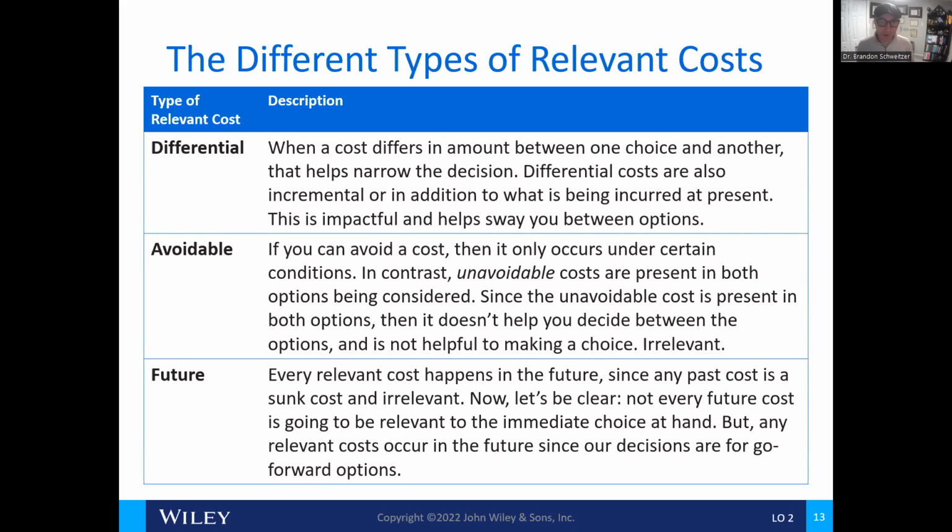Future costs are relevant to what happens in the future. Since past costs are considered to be sunk costs and are irrelevant, it's important that the future costs that may occur are relevant to the immediate choice at hand. Any relevant costs that are incurred in the future are forward-looking based off of our options available.